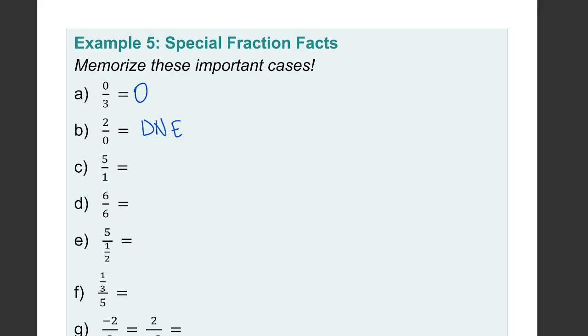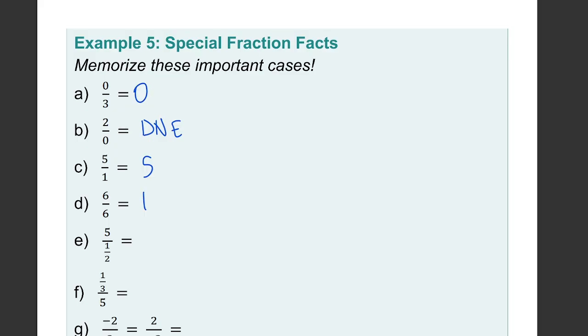Okay, so that's very important to note. 0 in the numerator is 0, 0 in the denominator does not exist. Now, if I have anything divided by 1, that means it's actually a whole number. So 5 over 1 is just 5. Now, this next case, 6 over 6, we've actually already seen that. 6 over 6 is actually 1. It always reduces something to itself.